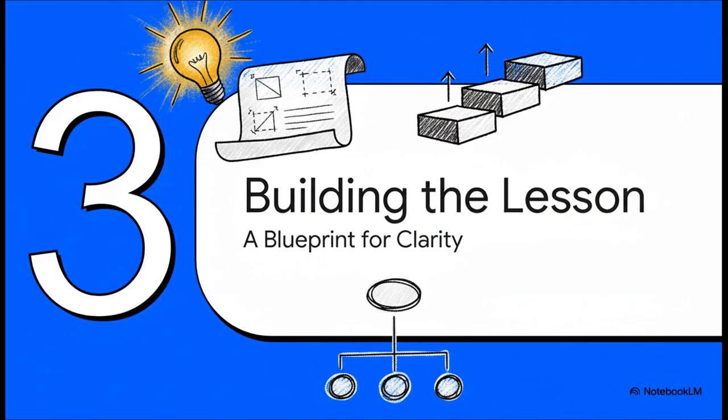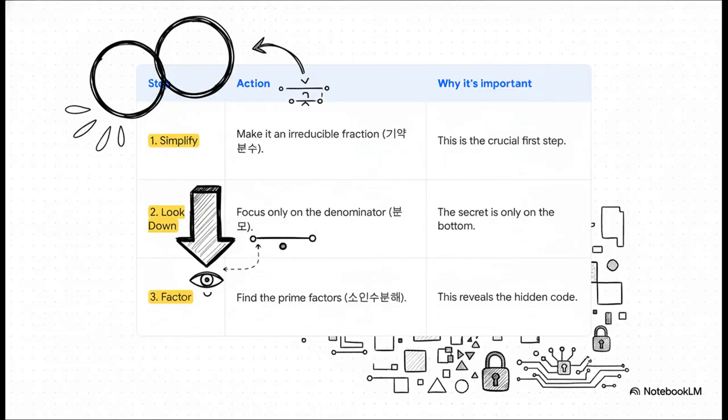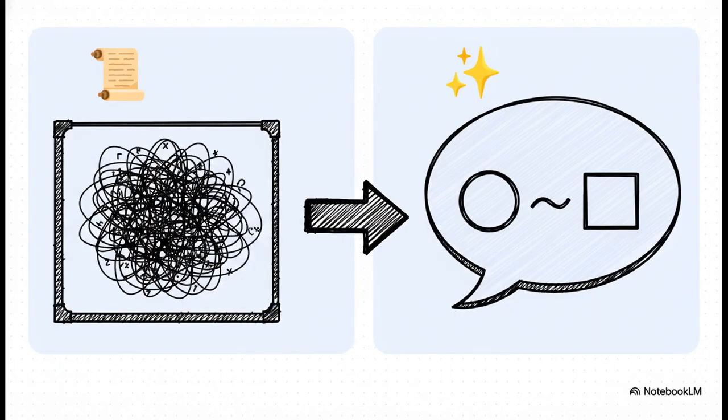That's it, the denominator. So we've got our core idea, but you can't just shout out the rule, right? That's no fun. We need to build a little journey for the learner. We need a blueprint, a step-by-step guide to get them there. Let's take a look at what that plan could be. Here it is, our 3-step secret plan. Step 1, simplify. You always have to make the fraction as small as you can first. This is super important. Step 2, look down. We're going to completely ignore the top number. The secret's only on the bottom. And step 3, factor. We break down that bottom number into its prime factors, and that is where we find the hidden code.